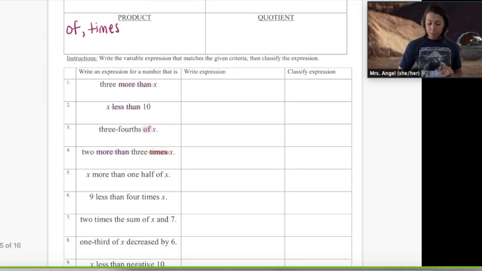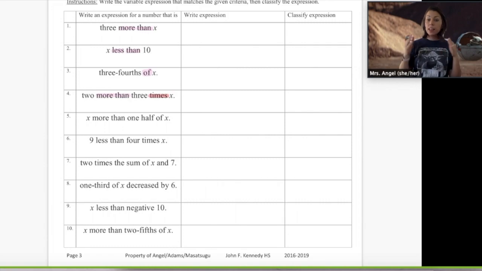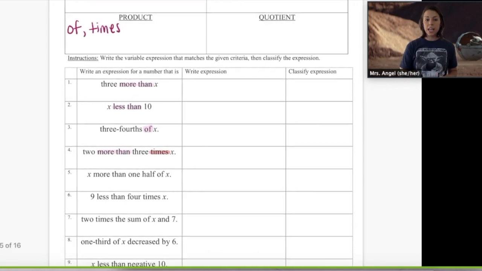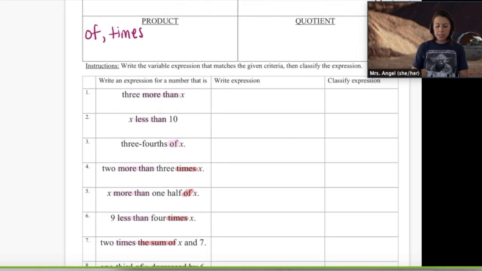All right, time for you to finish out this table. Go through 5 through 10, highlight the words or underline the words that represent the operation, and then you might be able to add more phrases and words to your table at the top. Great, so I went through and highlighted all of the words. And it looks like the only words that we could add to our table were "the sum of" and "decrease by." Everything else was a repeat. So now let's go in and actually create these expressions based on what the words are telling us.